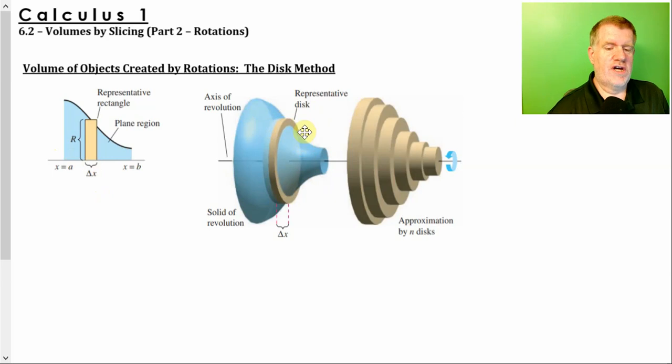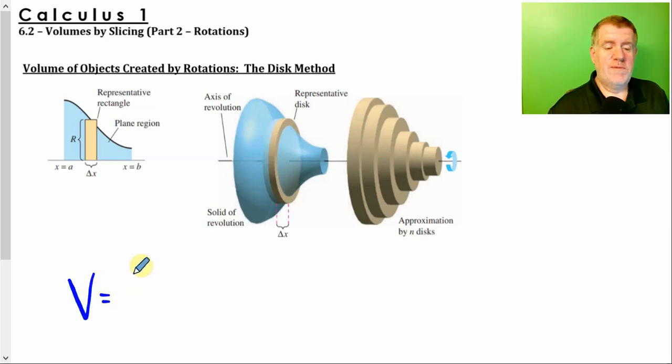Notice all the cross sections are circles. So in essence, we're going to try to find areas of all these cylinders and add them up. But eventually, we want the cylinders to be so tiny, they're almost like flat circles, and we want an infinite number of them, because that's what we do in calculus.